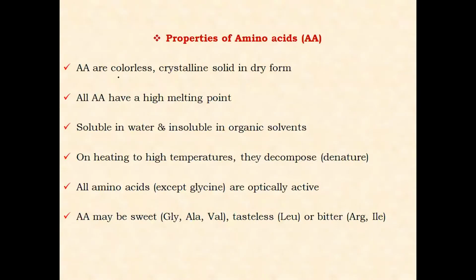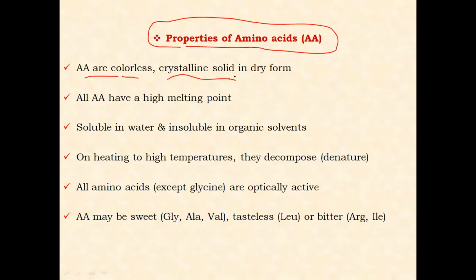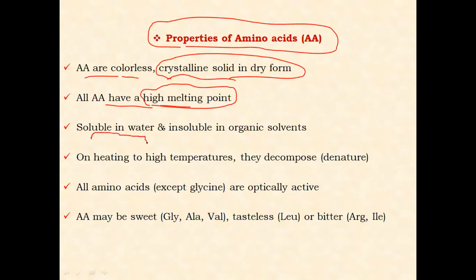Next is the properties of amino acids. So let's talk about some properties. Amino acids are colorless and crystalline solids in dry form. All amino acids have a high melting point. This is another important property. They are soluble in water and insoluble in organic solvents. On heating to high temperature, they decompose, which is also known as denaturation. The denaturation of proteins occurs at high temperatures.